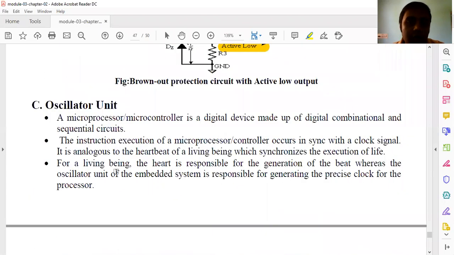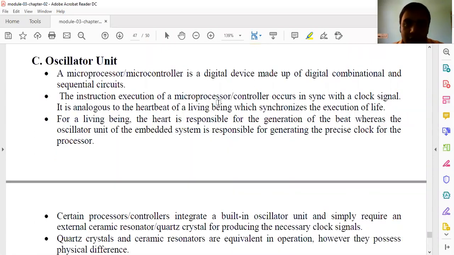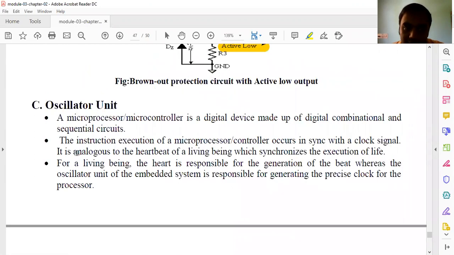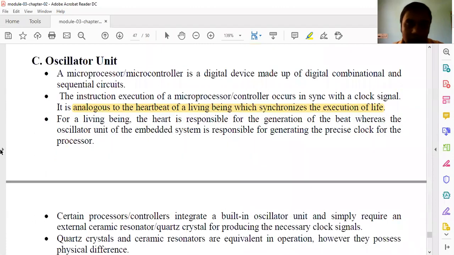Next, oscillator unit, we know, generates clock signals or the frequency. And he has given an analogy saying it is equivalent to the heartbeats. So a microprocessor or the microcontroller is a digital device made up of digital combinational and sequential circuits. We know that the instruction execution of a microprocessor or controller occurs in sync with the clock signal. It is analogous to the heartbeat of a living being, which synchronizes the execution of life. So he has given an analogy of the heartbeat.